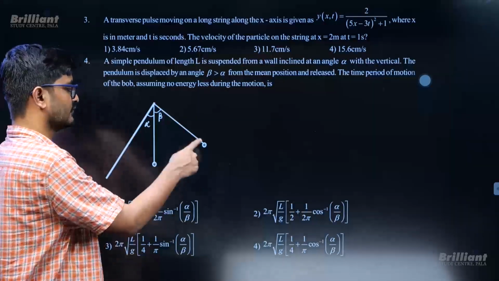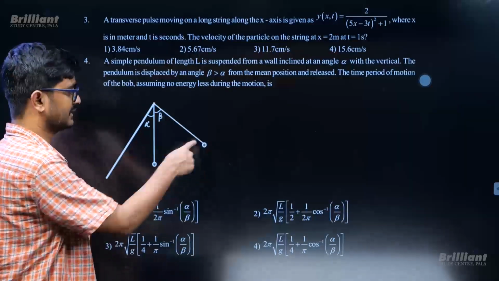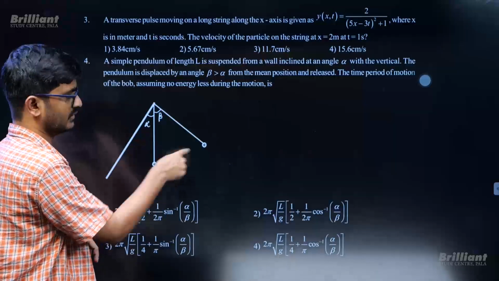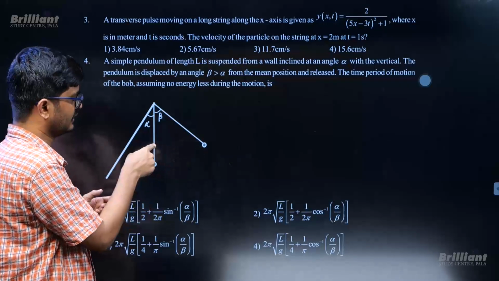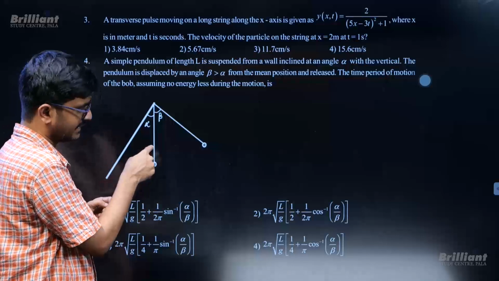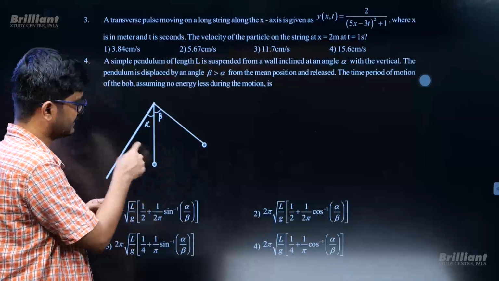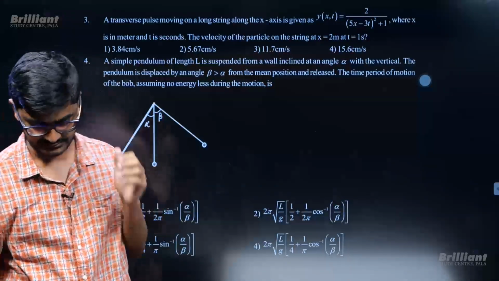If this is not there, it would have performed one full SHM and the time period would be T, with each quarter being T/4. But now the time will be less than T/4. That less than T/4, how much we need to calculate?